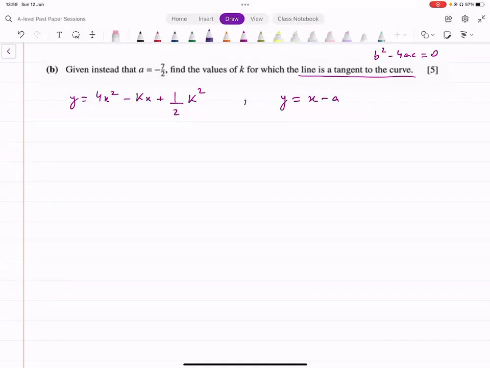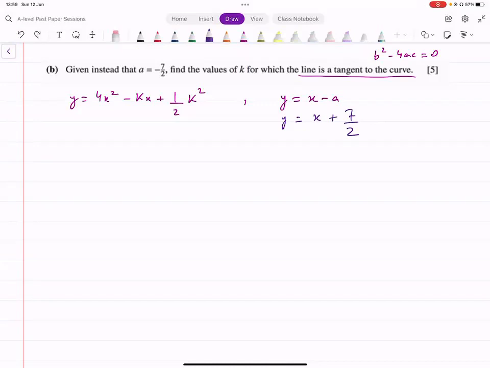Okay, so now we are given the value of a. Let's input that here first. y equals x minus a, that means y equals x plus 7 over 2 when we input the value of a to be minus 7 over 2 there. And now we will just equate these two equations because we already have y the subject in both of them. And then we will find the discriminant, put that equal to 0, and then solve that to find the values of k. All right, so let's do that.